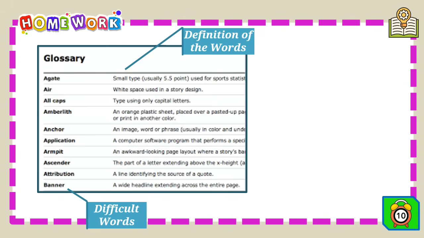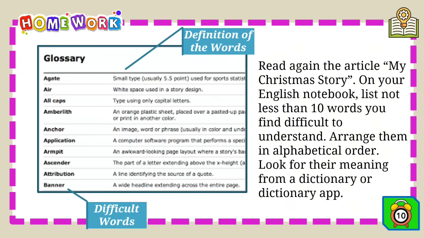Here is your assignment for today. Read again the article, My Christmas Story, on your English notebook. List not less than 10 words you find difficult to understand. Arrange them in alphabetical order. Look for their meaning and write them down. You can use a dictionary or a dictionary app for this activity.